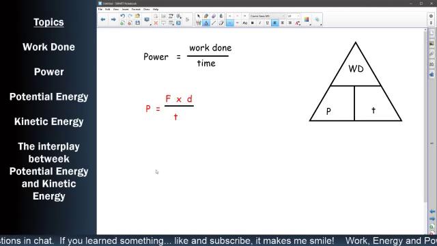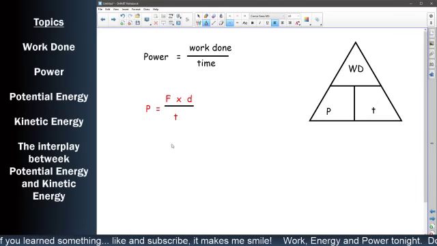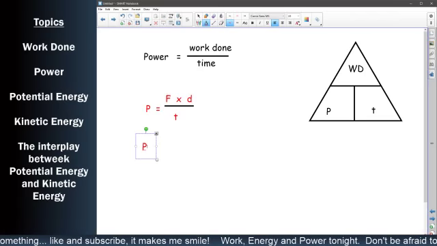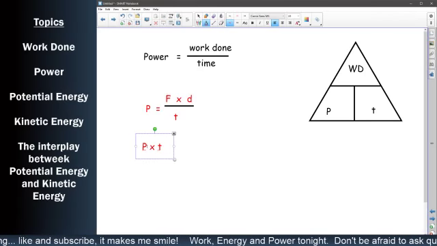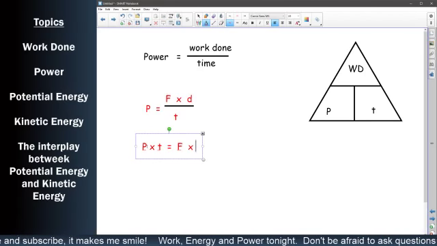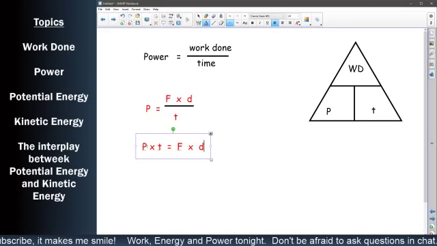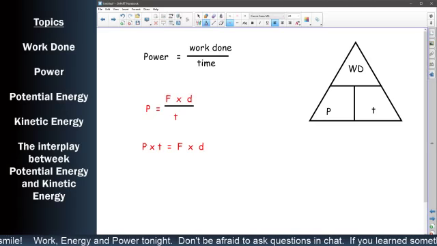That doesn't seem particularly useful because you can do force times distance over at the side, but what does become more useful is if you multiply both sides by t, you end up with power multiplied by time is equal to force multiplied by distance, and this then can be a useful thing for isolating the force or isolating the distance or anything along those lines. So that may have a fringe use here and there in your exam.